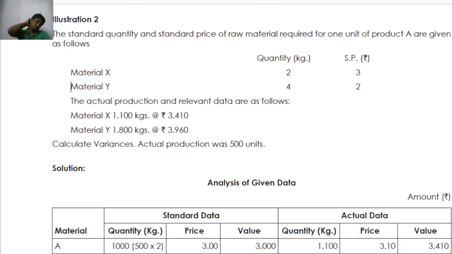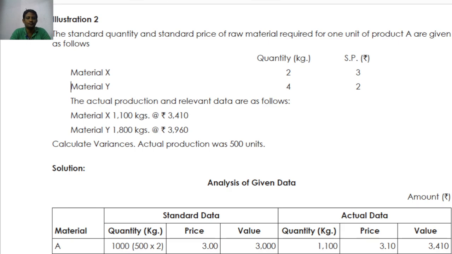Okay, so for producing 1 unit of product A, it requires 2 kgs of raw material X and 4 kgs of raw material Y. Not spending, this is standard. This is their standard actually. And the standard price is how much? 3 rupees. And the standard price for Y is how much? 2 rupees. Standard price for X is 3 rupees, 3 per kg. We have to assume it is 3 per kg. Material Y 2 per kg.